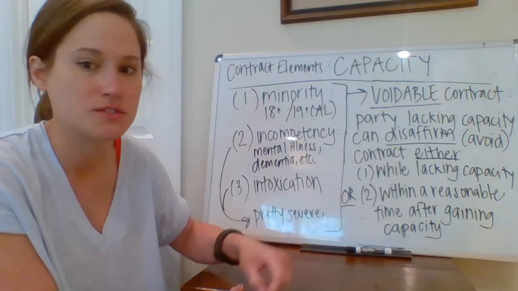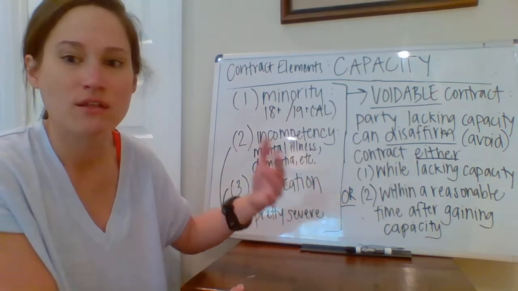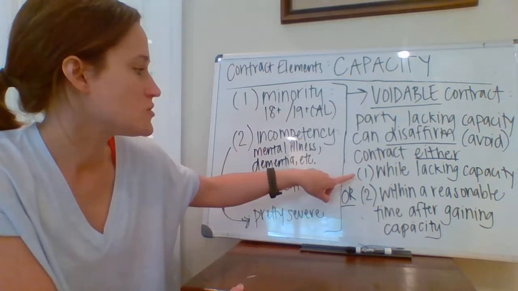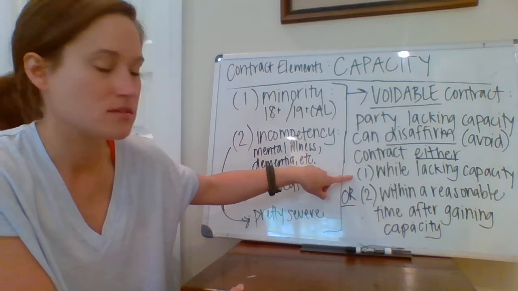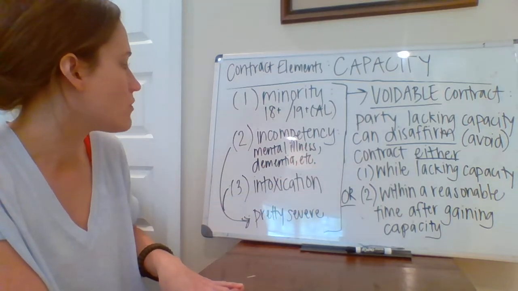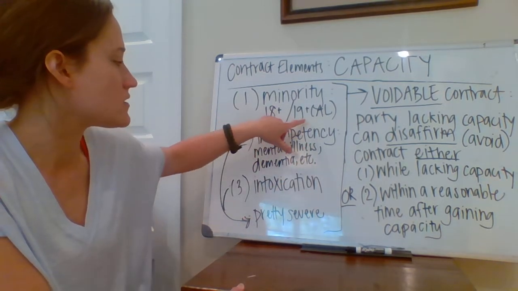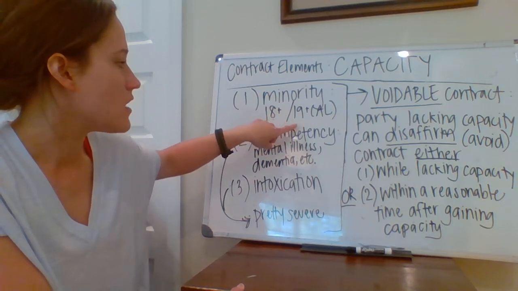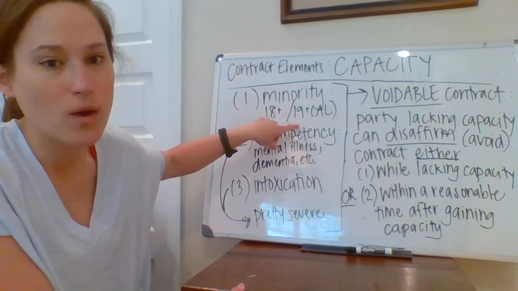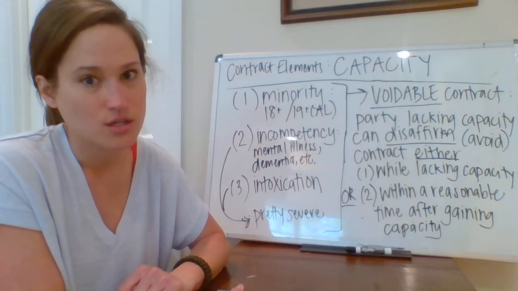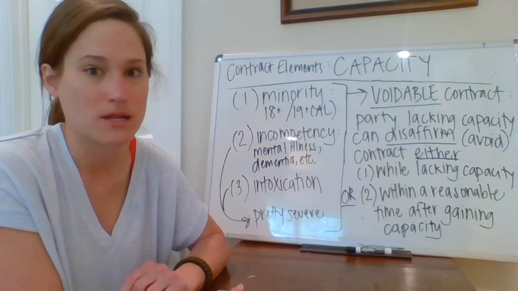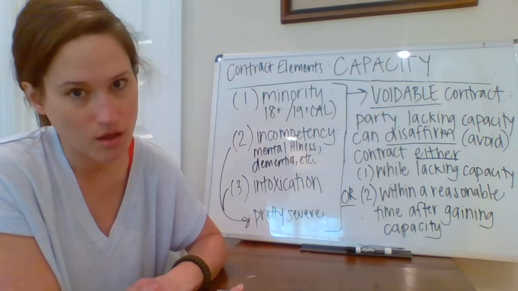Now, there's some timing issues to be aware of here as far as when that decision to disaffirm can be made. The first one is while that party still lacks capacity, you can disaffirm while you're lacking capacity. So, let's stick with Alabama since we're here in Alabama, if you sell a car to a 16-year-old, that 16-year-old has all the way up until the time they turn 19 to disaffirm that contract if they choose to do so, if they want their money back. Now, obviously, they have to give you the car back.